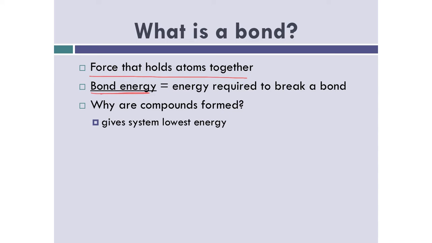Bond energy is going to be the energy required to break a bond. We will be looking at a calculation for that at the end of the chapter, and that will show us things like a triple bond is going to be stronger than a single bond, and so on. And then another thing that we'll be talking about is why the compounds are actually formed. And that is because the compounds are going to be energetically more stable. So the system wants to have as low of an energy as possible. With a lower potential energy, it will be more stable.